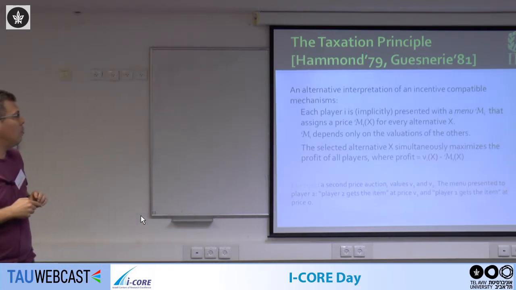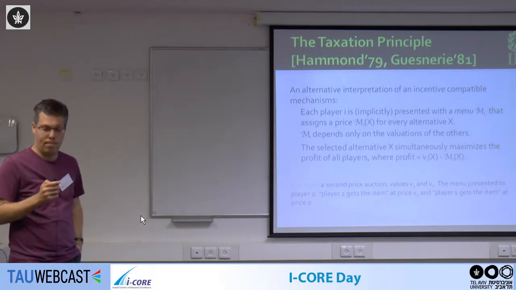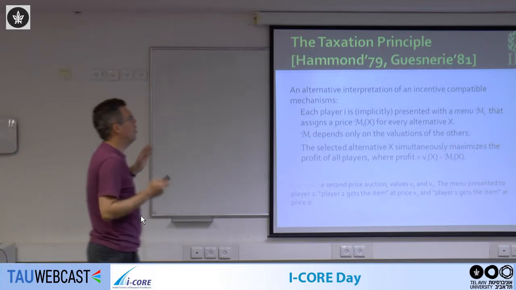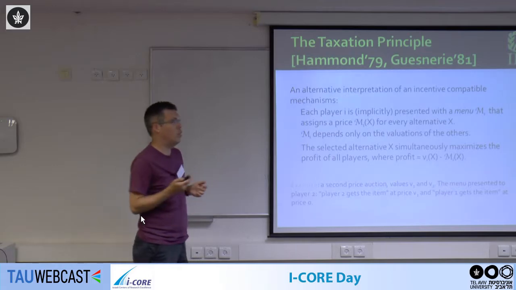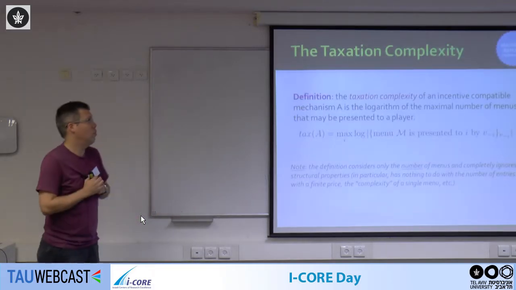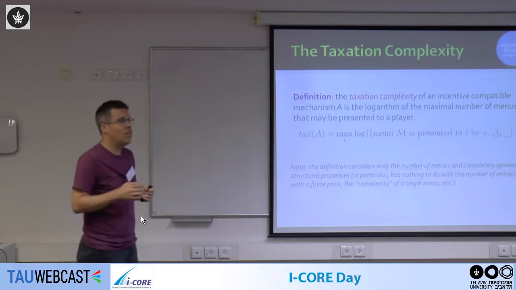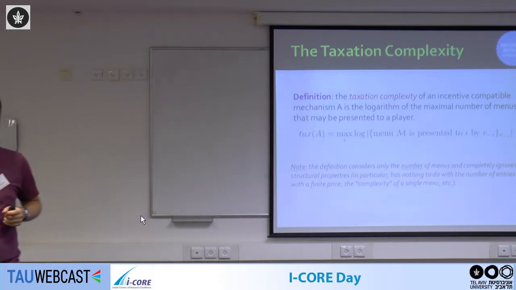And so every incentive compatible mechanism can be interpreted like that. OK, so now that we have this menu-based thinking of truthful mechanisms, we can go to maybe the most important definition of this talk, which is the taxation complexity. So the taxation complexity of an incentive compatible mechanism is simply the number of bits that you need in order to represent an index of a menu in the mechanism.